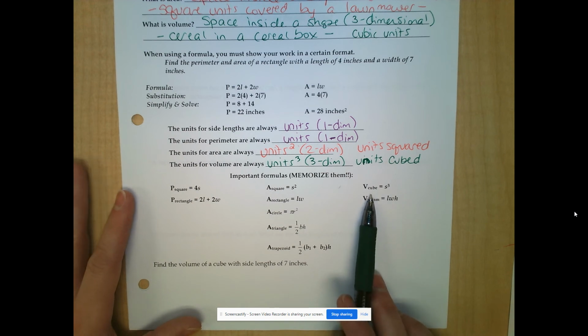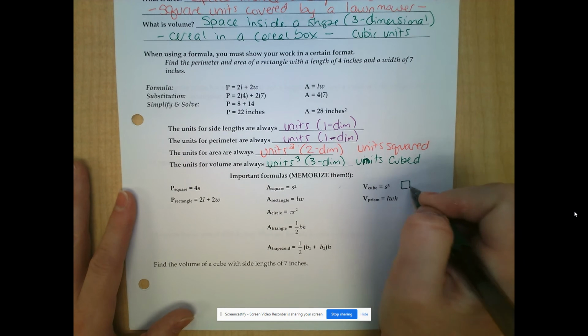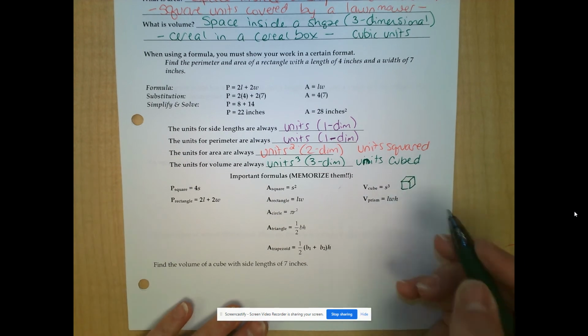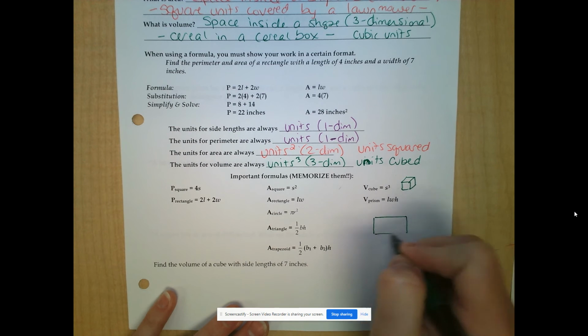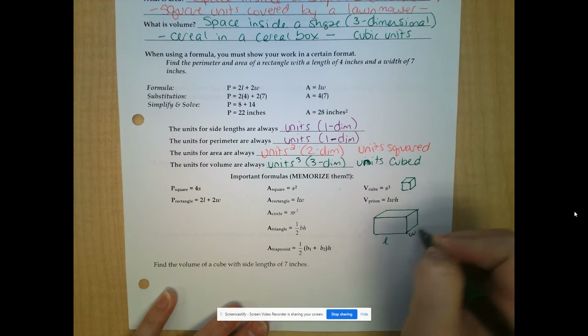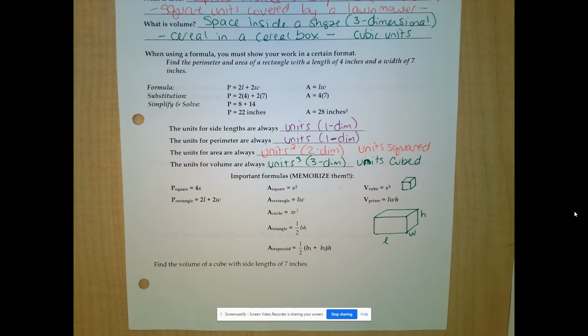Volume of a cube, right? If it's a cube and all of the sides are the same, then you do side cubed. If it is a prism where things are not all the same dimensions, then you have length times width times height. But on a cube, much like a square, all the sides are the same.